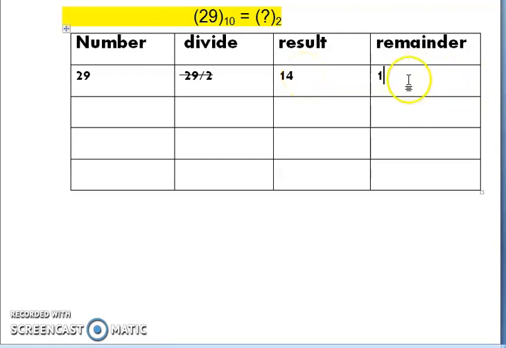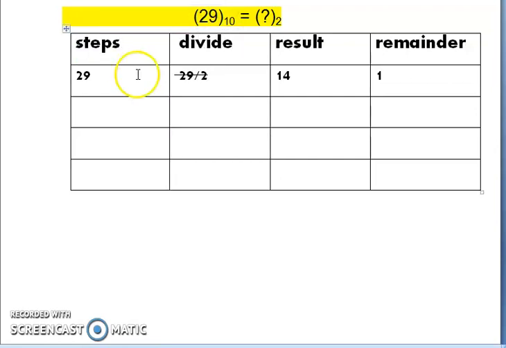You keep that 1 here. After that, again it is step 1, then step 2. What is step 2? Again you divide 14 by 2.